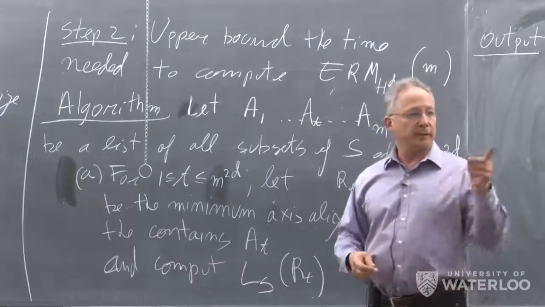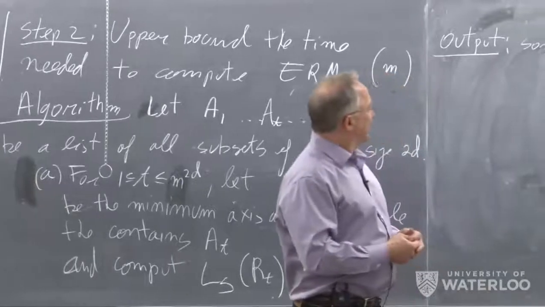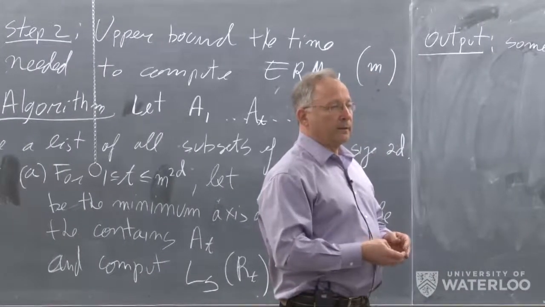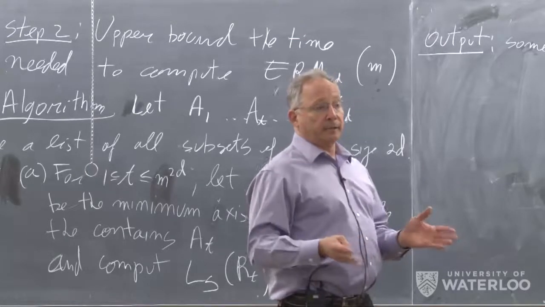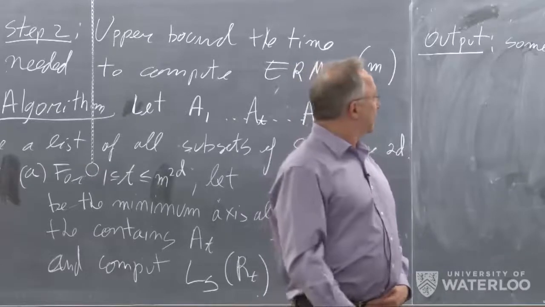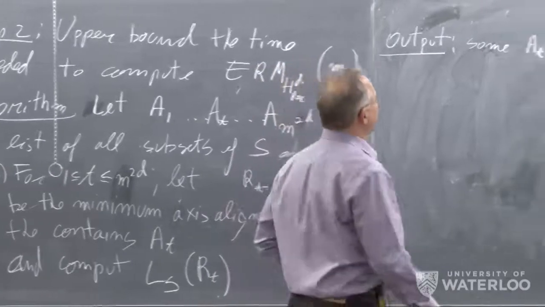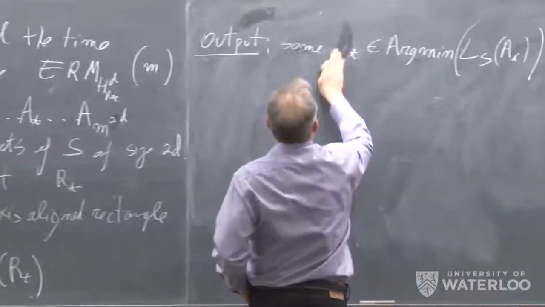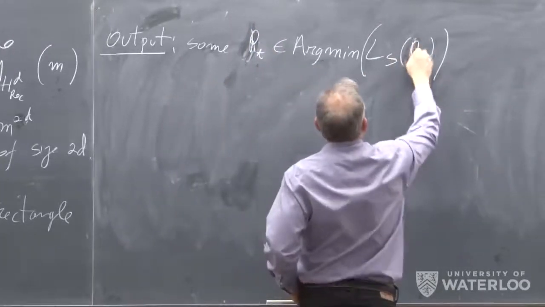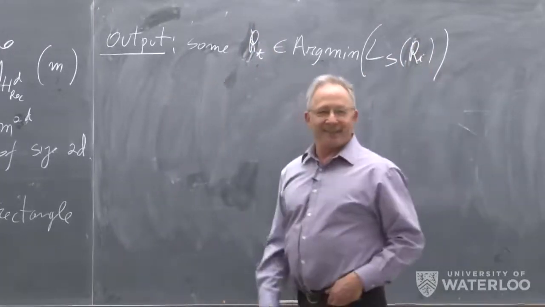Yeah, I see questions. Yes? Are we outputting the rectangle, not the set that gave us the lowest error? No, the rectangle. The rectangle is going to be your hypothesis. Right. It looks like we interchanged A_t and R_t. Oh, R_t. Okay. Yeah, this is all R_t. You're right. This is all the rectangle.